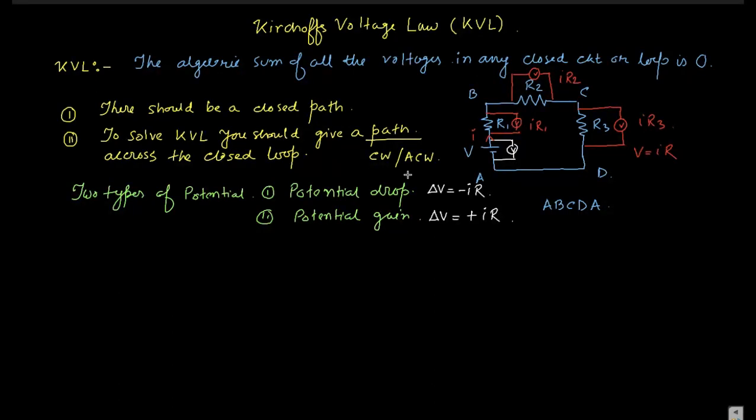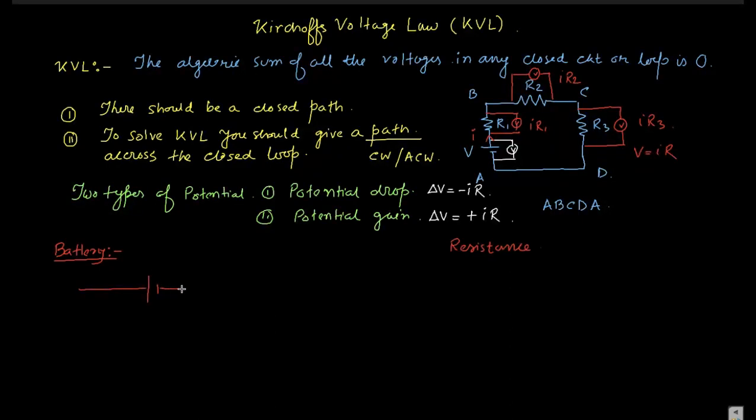So now, for a battery, in which condition can the battery be considered as a potential drop condition, or in which condition can a resistance be considered a potential drop or gain condition? This is a resistance, which is nothing but a passive element. Okay, so the battery is the active element.